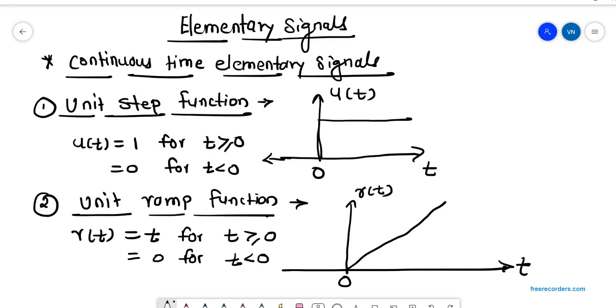So in today's lecture, we are going to see what is meant by the elementary signals and the different types of elementary signals. So basically there are two types of elementary signals. One is a continuous time elementary signal and the second type is discrete time elementary signal. So in today's lecture, we're going to see what is meant by the continuous time elementary signal.